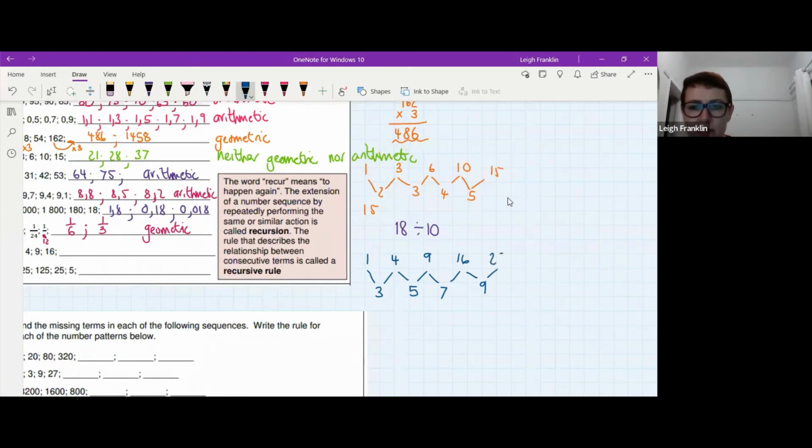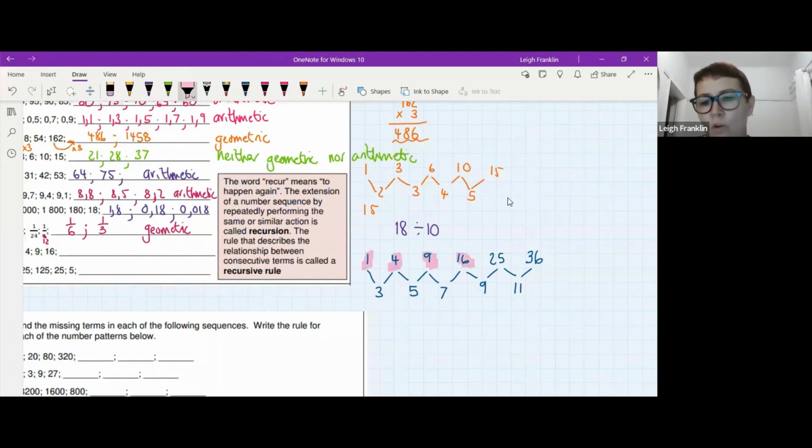Okay, so if you say 16 plus 9, what's the next term in the pattern going to be? 25. Indeed it is. And what do you think you need to add onto 25 to get to the next one? 11. And what would you end up with? 36. Absolutely.